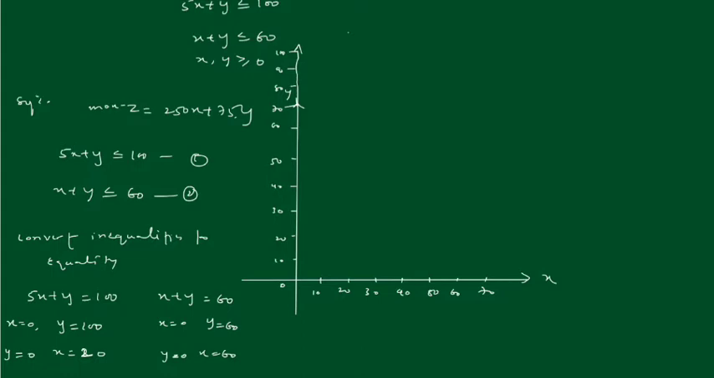Now connect these two points: x value is 60 and y value is 60, and x value is 20 and y value is 100 here, right? So just connect this point to this point, these two. So we have connected this. Similarly, x is 20 and y is 100 here, so connect this also.